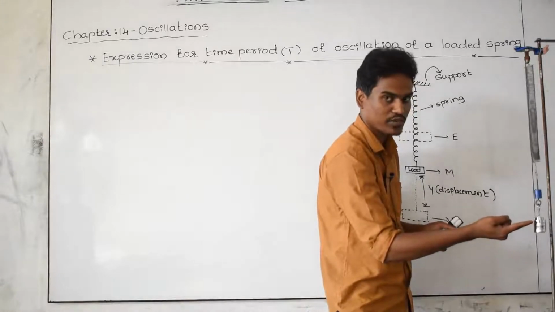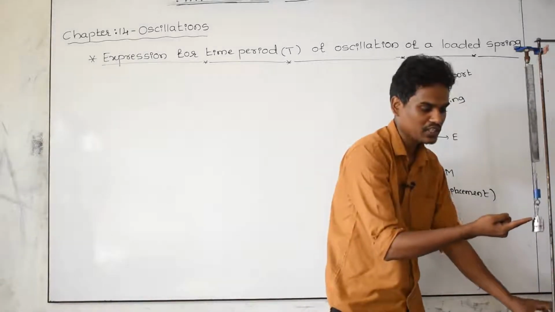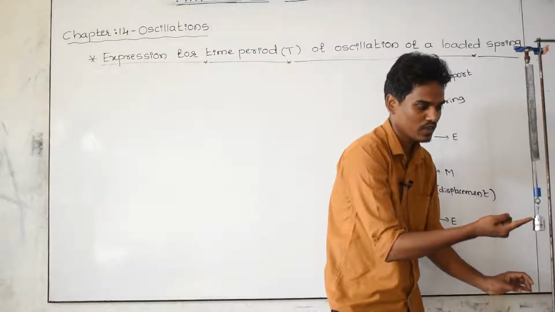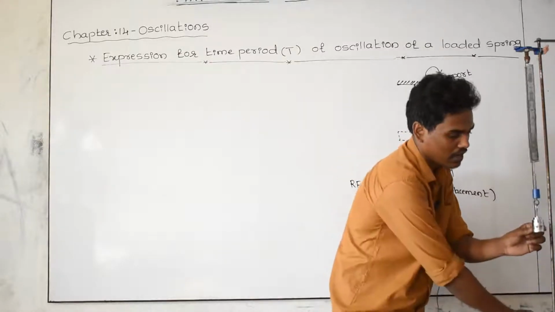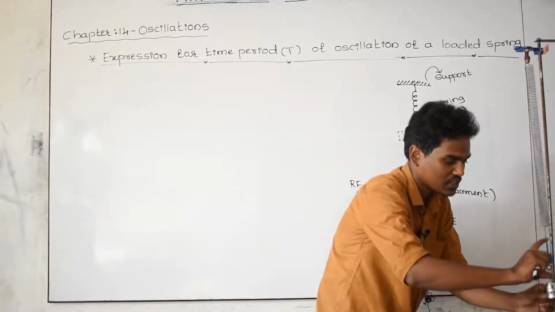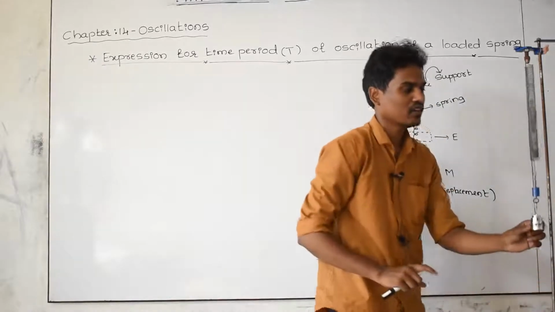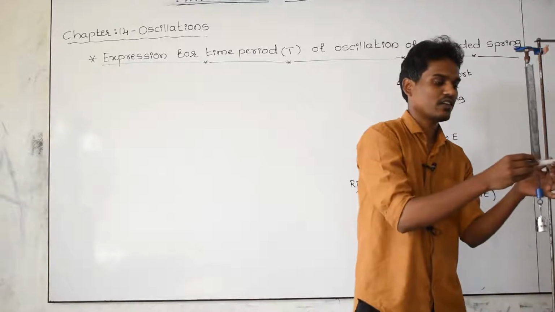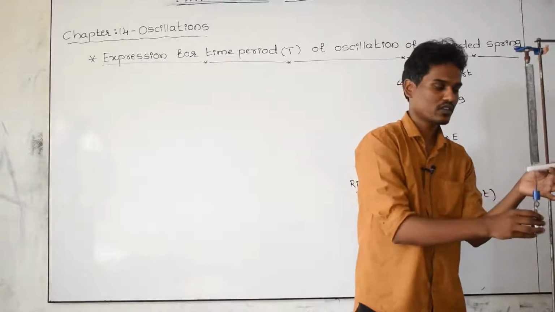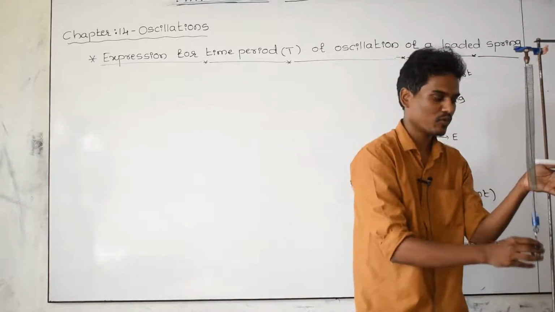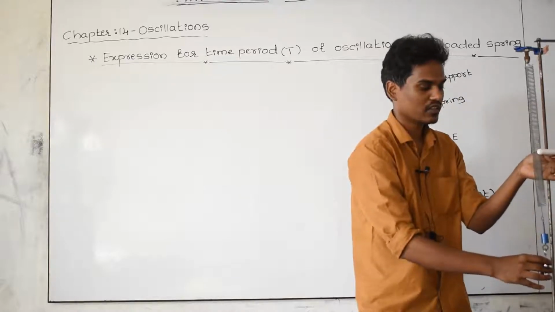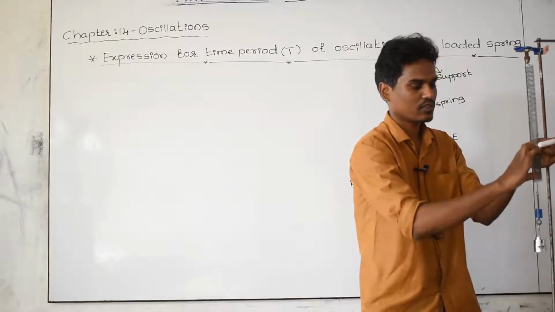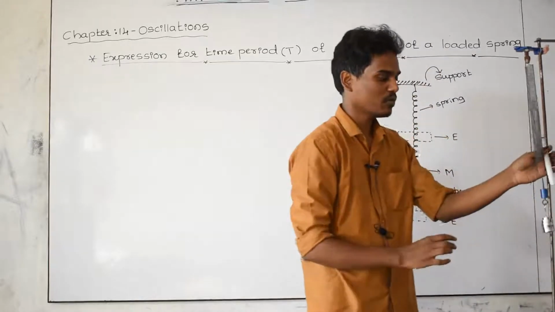At this point displacement is equal to 0. If you pull this one, this is the mean point, and now this is the displacement. Getting? Now let us take this as the mean point. If you pull the body, then this is the displacement. Getting? This one is the displacement you are getting now.